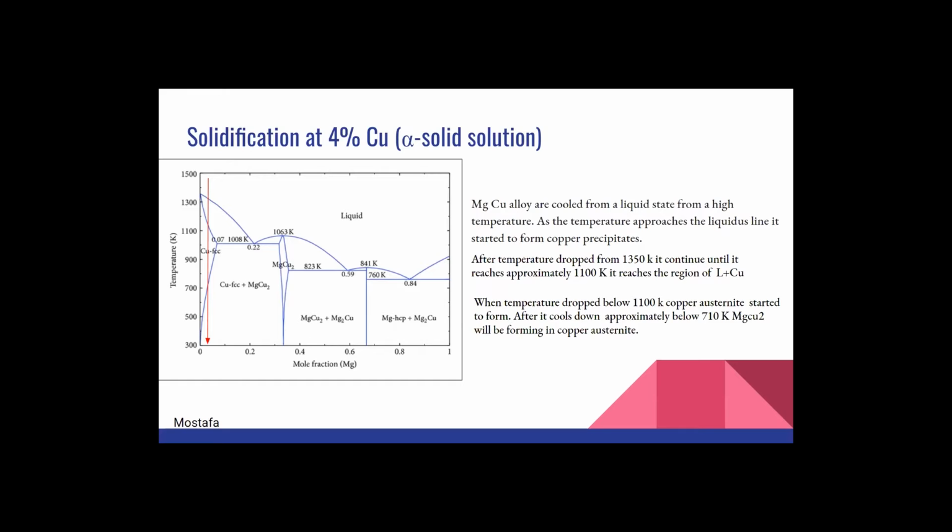It reaches the region of liquid plus copper. When the temperature dropped below 1100 Kelvin, copper austenite started to form. After it cools down to approximately below 710 Kelvin, MgCu2 will be forming in copper austenite.